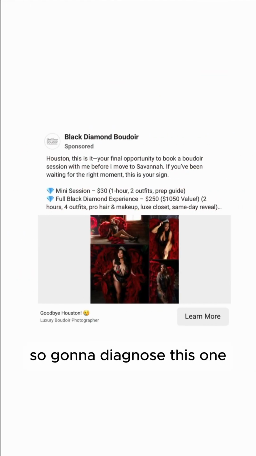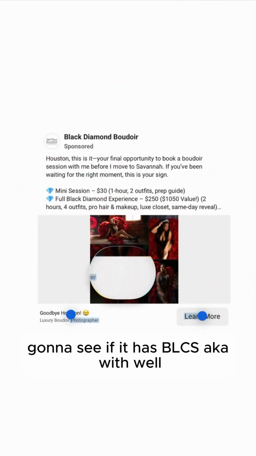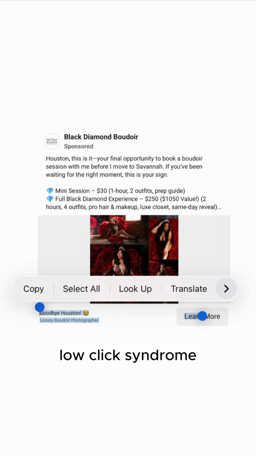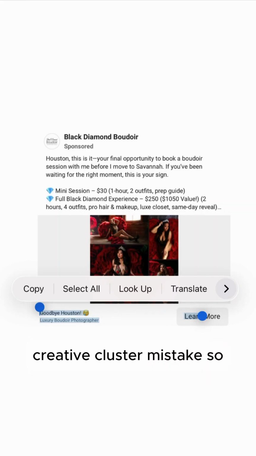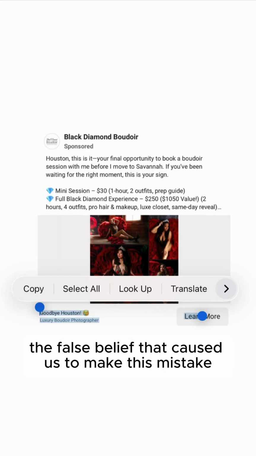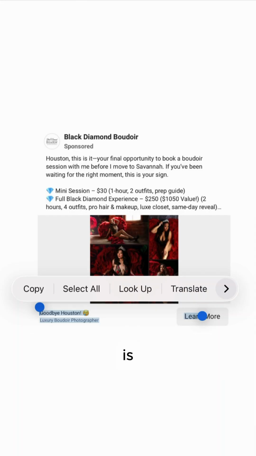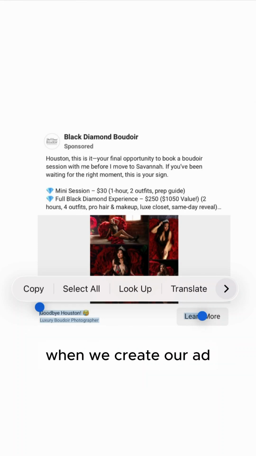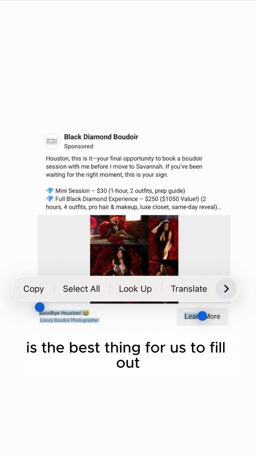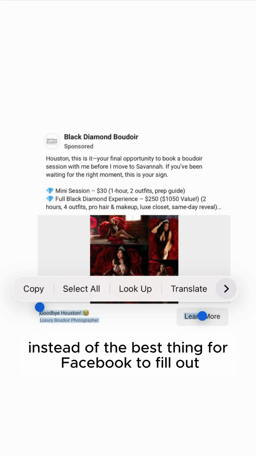So I'm going to diagnose this one. We're going to see if it has BLCS, aka Boudoir low click syndrome. What I'm seeing now is we got the below creative cluster mistake. The false belief that caused us to make this mistake is that we're trusting that what Facebook recommends us to fill out when we create our ad is the best thing for us to fill out, instead of the best thing for Facebook to fill out.